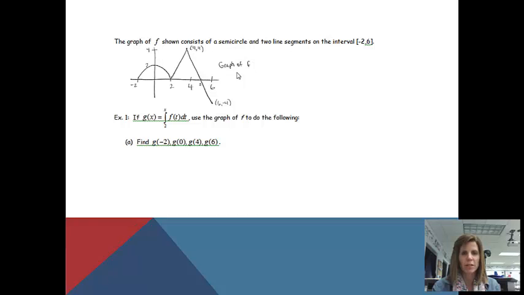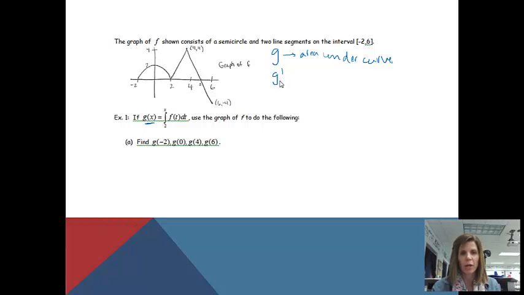Okay, this is the graph of f right here. It's letting us know that g is equal to the integral of f. So if we have a picture of f and it asks us to find the integral, what we're going to be looking for is the area under the curve.